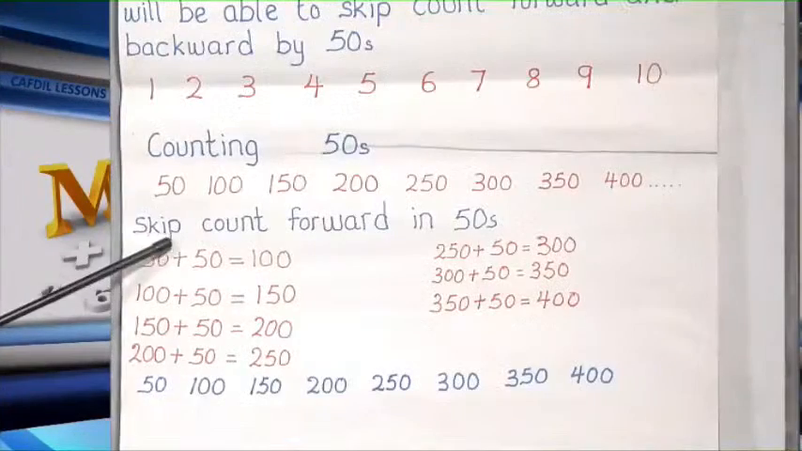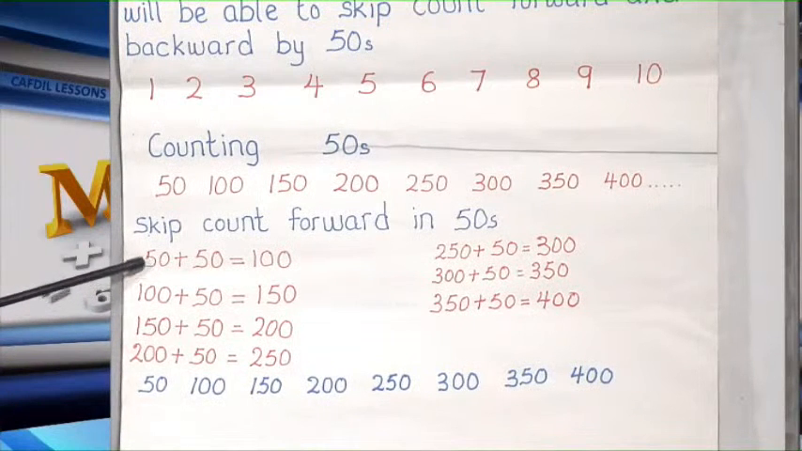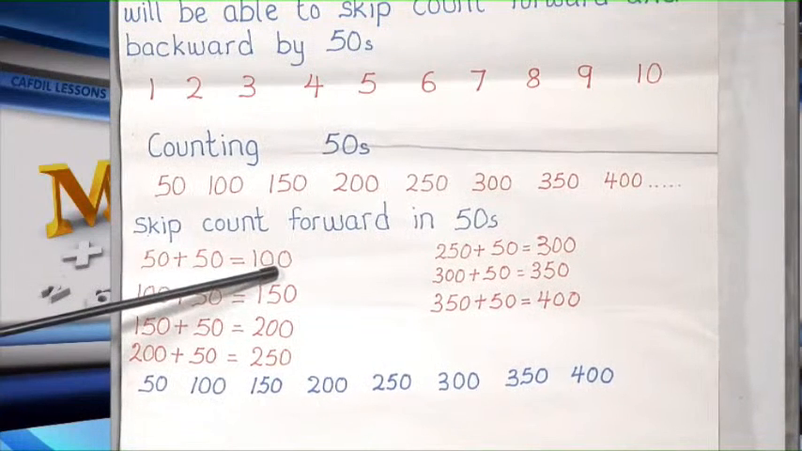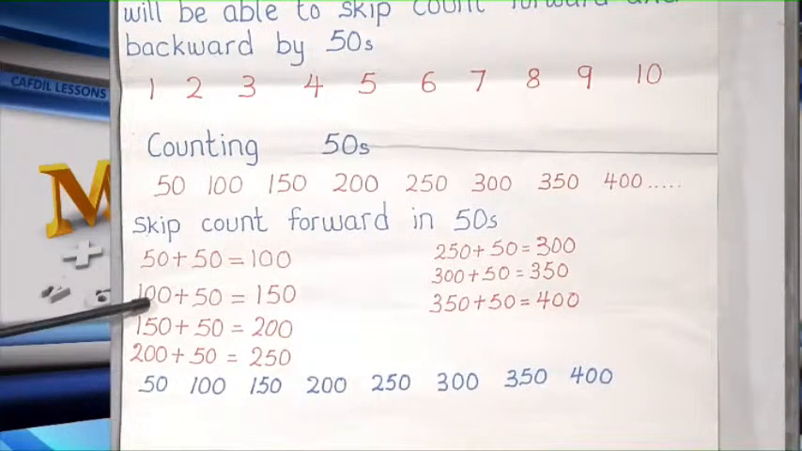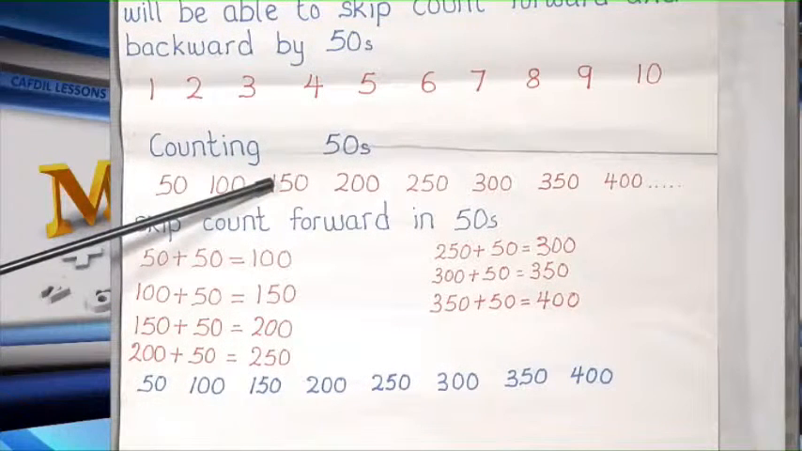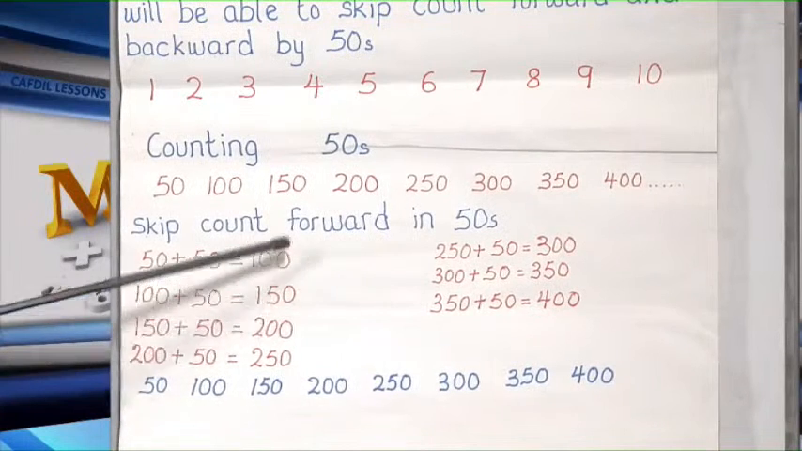So here, learners, when we say we skip count forward in 50s, look at how we do it. The first number is 50. So you add 50 to it, and you get what? 100. So this is 100. The 100, you add another 50 to it. Then you get what? 150. That is why you get 150 here. Then the 150, you add another 50 to it. Then you get what? 200.